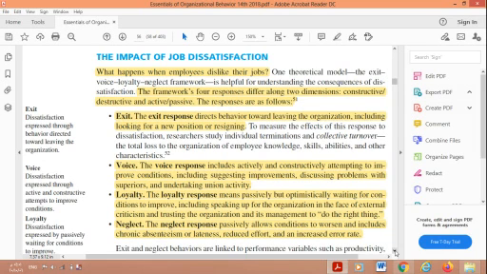Okay. In the loyalty response, the employees passively react to the situation. Those employees are waiting for the condition to be improved, but they aren't contributing to change or to improve the situation. They hope the situation will change.